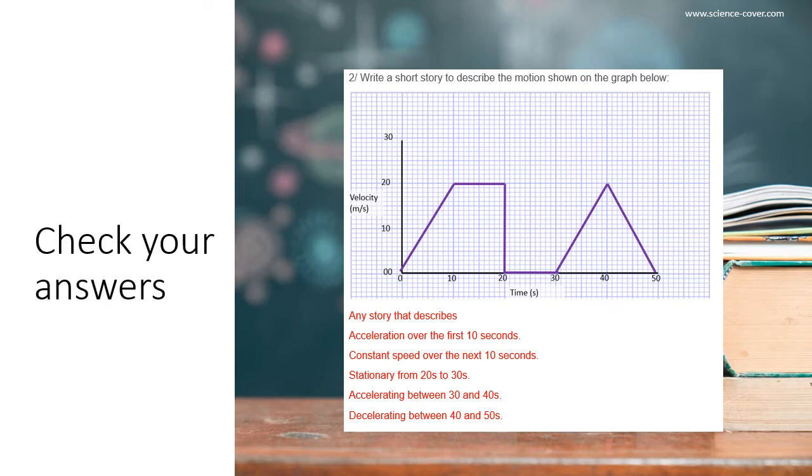Write a short story to describe the motion shown by the graph. We could write any short story, but it must describe the acceleration over the first 10 seconds, driving at a constant speed over the next 10 seconds, being stationary between 20 and 30 seconds, accelerating between 30 and 40 seconds, and then decelerating between 40 and 50 seconds.